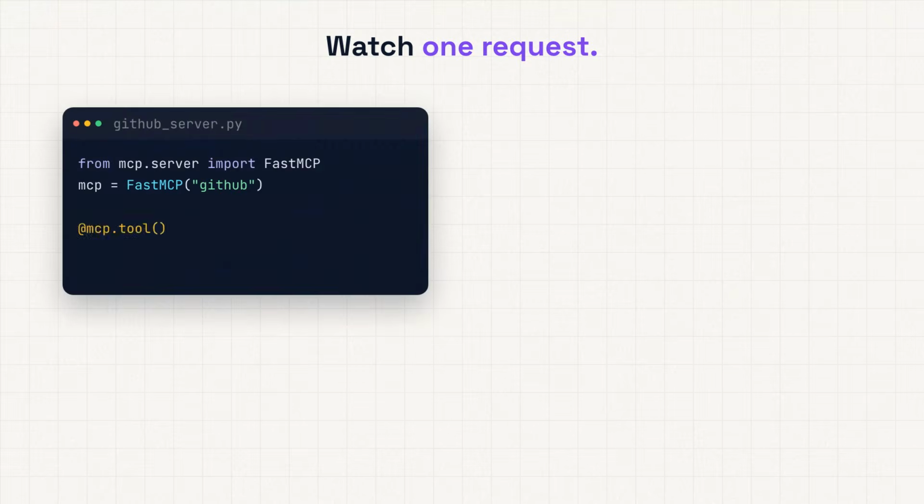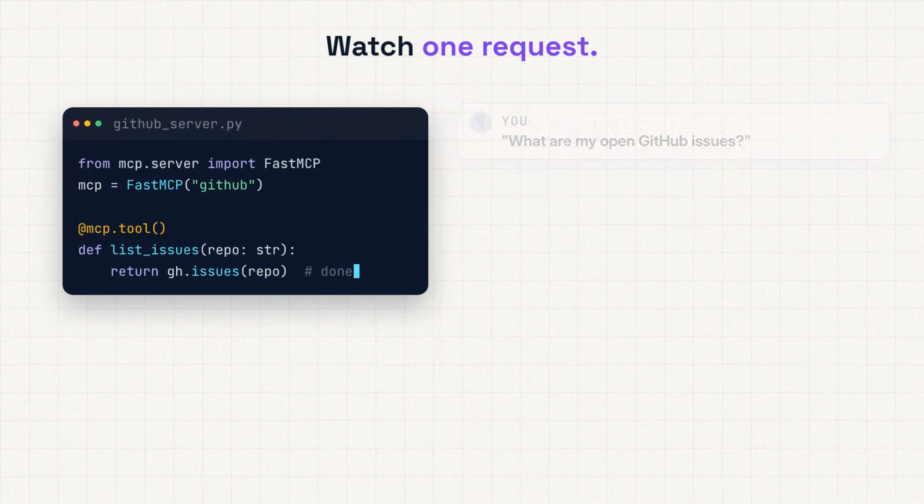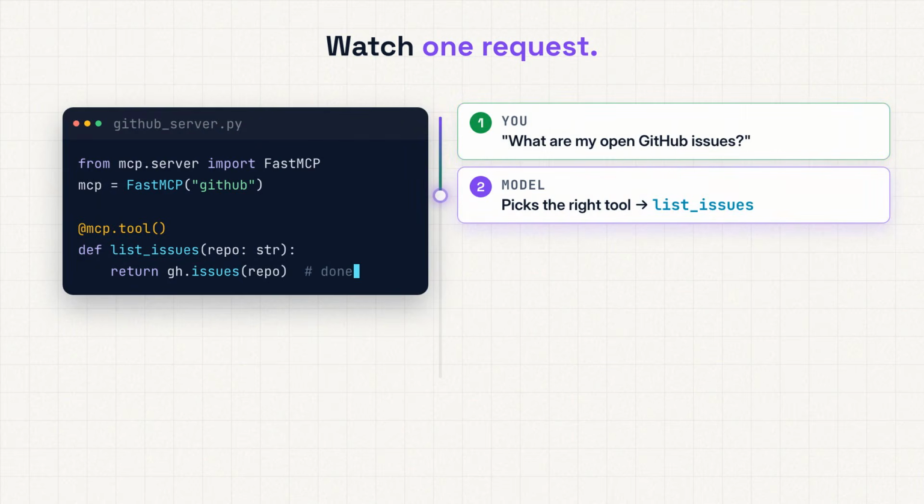Let's make it concrete and watch one real request from start to finish. First, here's the whole server. A few lines of Python. You write the function, add one decorator, and MCP exposes it as a tool. That's genuinely it. Now you ask your agent, what are my open GitHub issues?